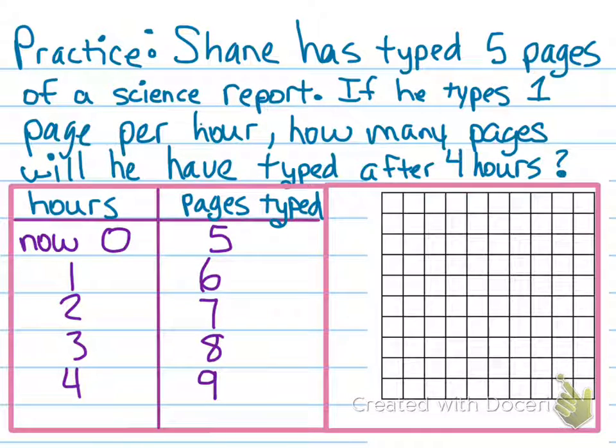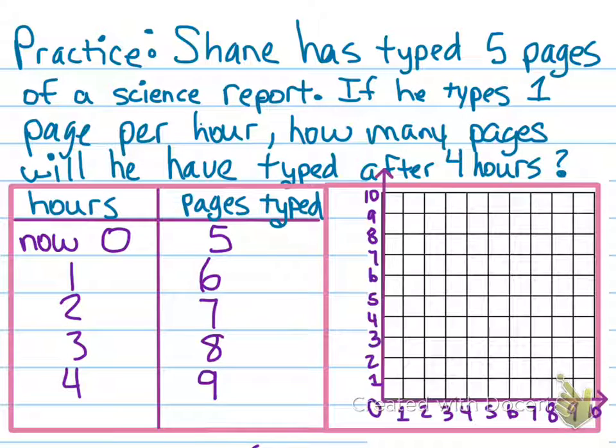Okay, our next step is to graph this information onto our coordinate plane. Before we can do that, we need to set up our X and Y axis. So go ahead and do that now. All right, I have set up my X and Y axis and I'm ready to start graphing my ordered pairs. So the first ordered pair that I have is 0, 5. So I'll plot a point at 0, 5. And then 1, 6, 2, 7, 3, 8, and so on.